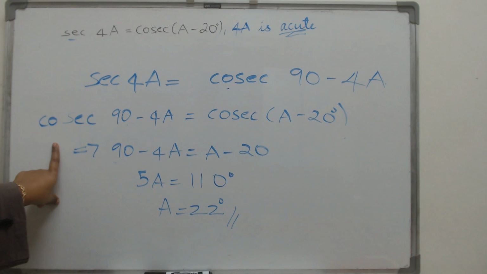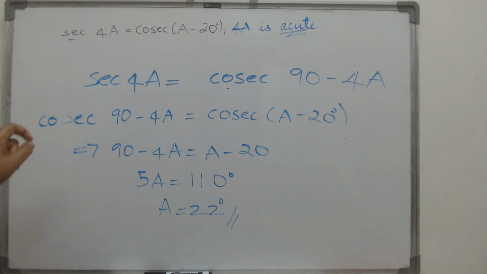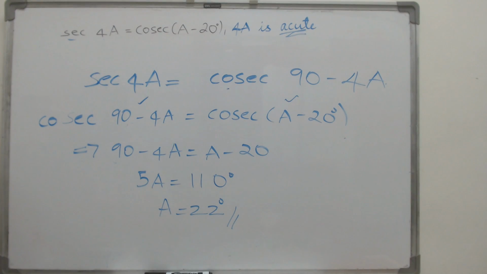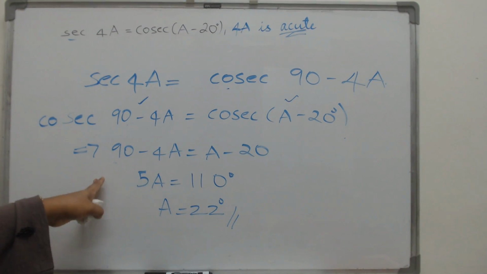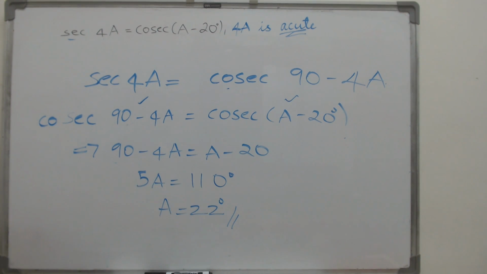So, good news. What do you have? On both the sides, you have the same trigonometric function. Then what will that mean? That means both of these angles are one and the same. Equate them. You have a very beautiful equation here. 5 times A is 110. That means what? Your A is 22 degrees. Do not forget the degrees.